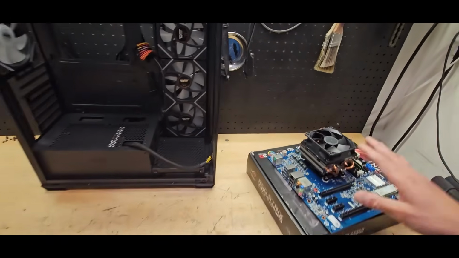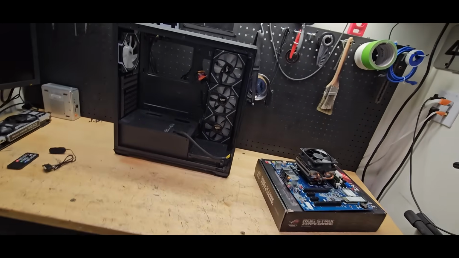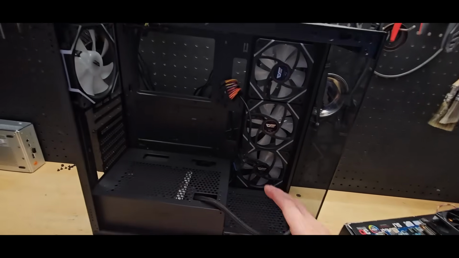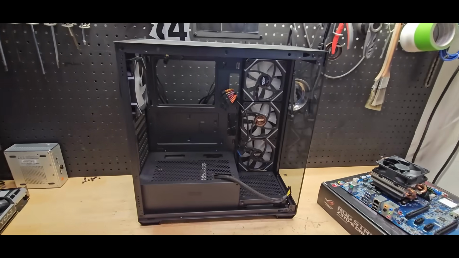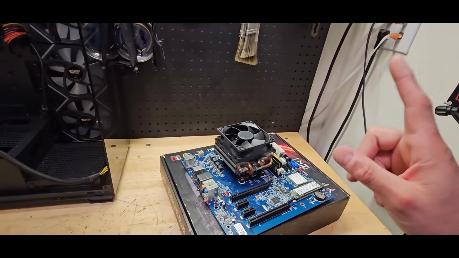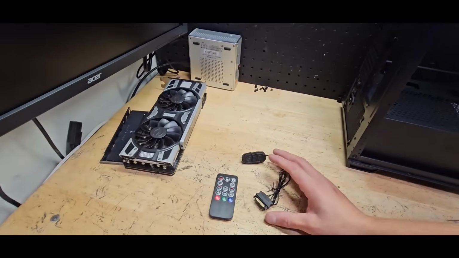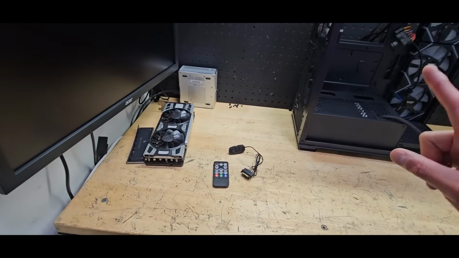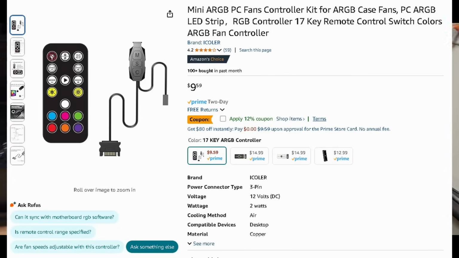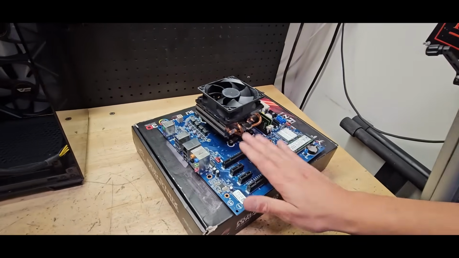Pop it in. But the issue that I'm running into is this case over here. So this case uses the addressable ARGB type plugins. And yeah, that's, you know, good if the motherboard had support for it, but this one doesn't. So I got on Amazon, I found this, and I think this is going to solve the issue that I have. This will work. And as we all know, RGB does sell. People like that. And this is a pretty decent system.